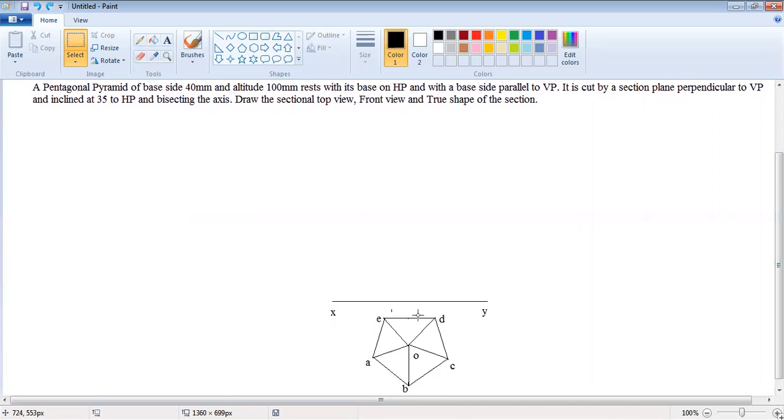So first of all, we have to draw the front view and top view of the pentagonal pyramid, which is resting on HP. I have already drawn the top view of the pentagonal pyramid. For the front view, we have to extend all the corners to the X-line because it is resting on HP.